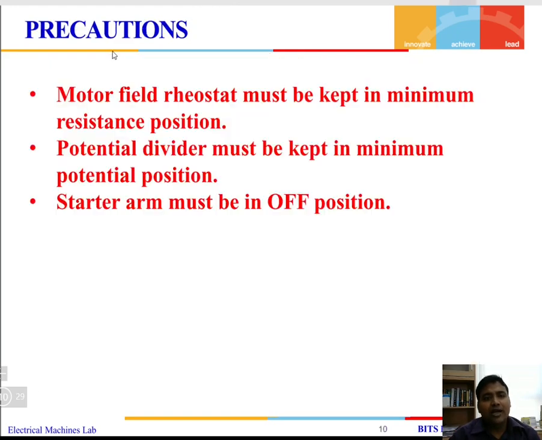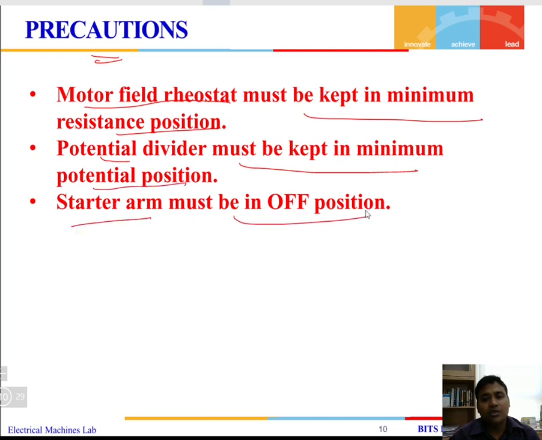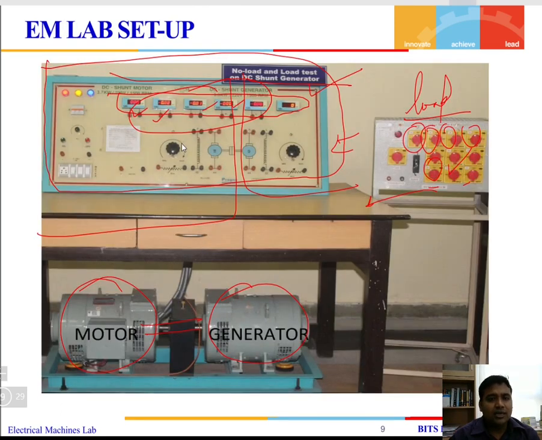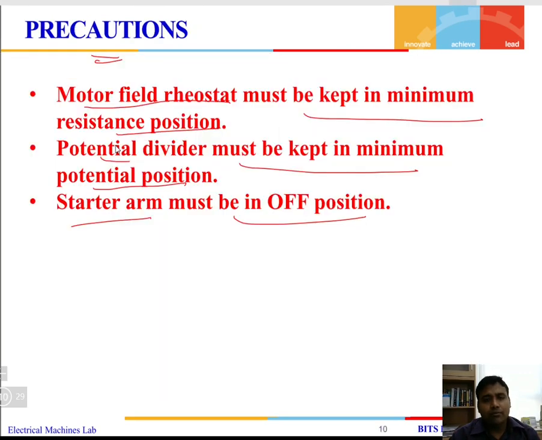Some precautions you have to take care of. The motor field rheostat must be kept in the minimum resistance position. The potential divider must be kept in the minimum potential position and the starter arm must be in the off position. You can see here the starter arm, so it should be kept in the minimum position.